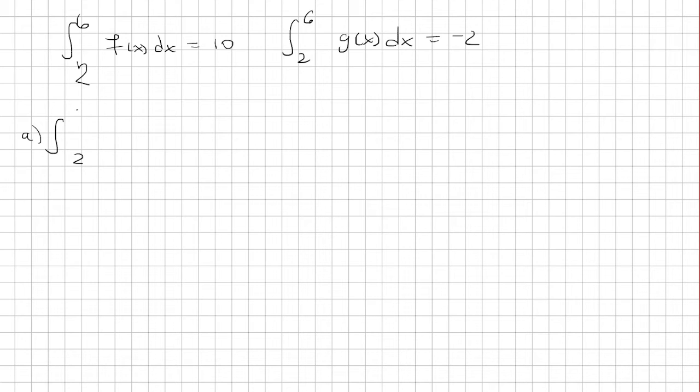Given the integral from 2 to 6 of f of x dx is equal to 10, and the integral from 2 to 6 of g of x dx is equal to -2, we want to find the following. So the first one is the integral from 2 to 6 of f of x plus g of x dx.